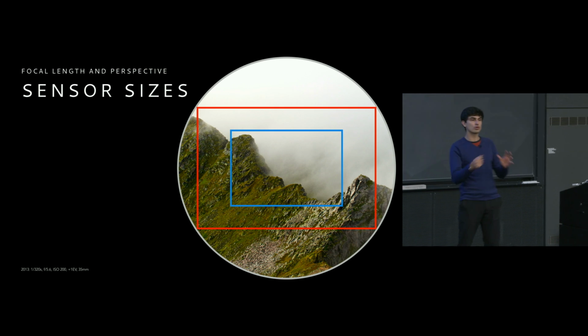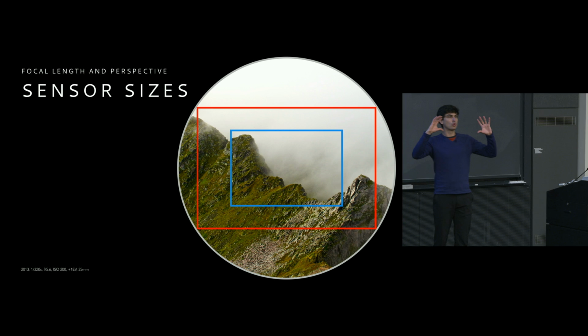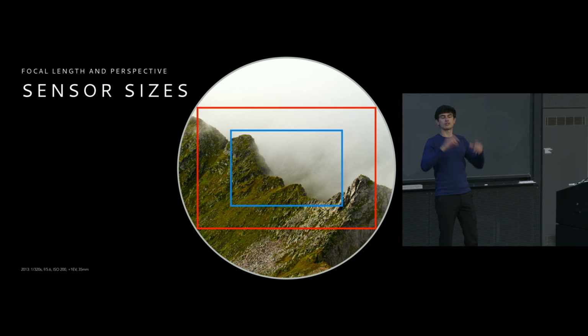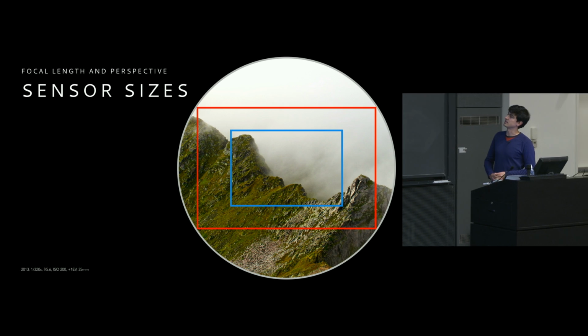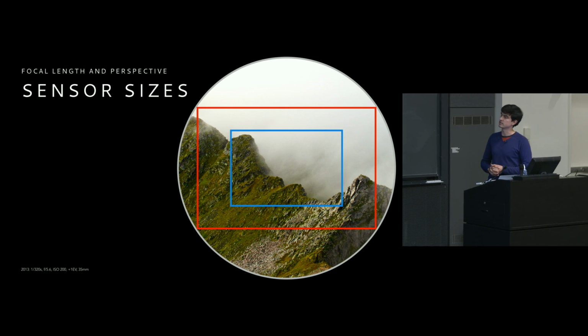But if you were able to take a photograph with that, you would actually see that the corners of that image were cropped. There's a significant amount of vignetting because of the smaller sensor or the smaller lens size as a result.